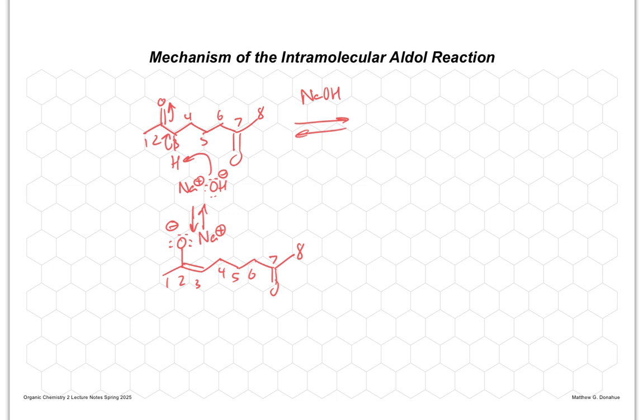So if carbon 3 attacks carbon 7, what size ring are we going to form? 5. So a 5-membered ring. So I'll write these numbers in blue. So the nucleophile starts at carbon 1, 2, 3, 4, 5. So we get a 5-membered ring.